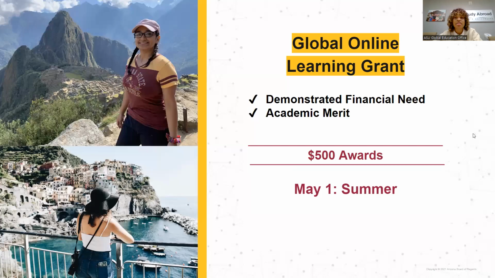The next scholarship that we have through our office is called the Global Online Learning Grant. And this is for students demonstrating financial need. So again, you need a FAFSA on file for this scholarship and students meeting a certain academic requirement. And these are $500 rewards for the summer. So for any summer programs. And the deadline for this is May 1st.